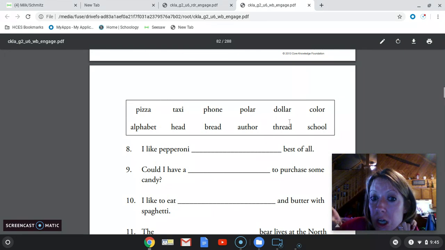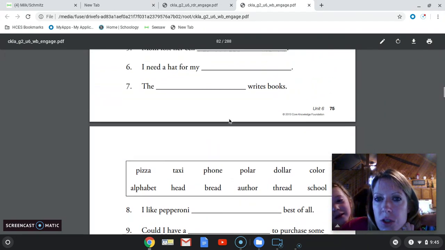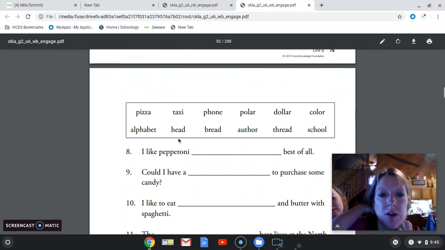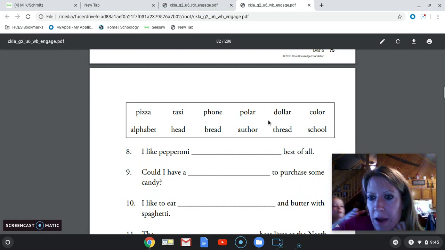Notice the word box is back here too, same words. So if you cross out some on the front, make sure you cross them out on the back. This way, when you get to the back, you'll see which words are left.